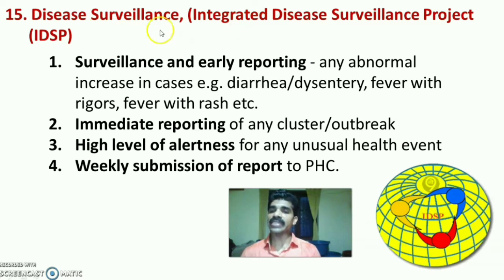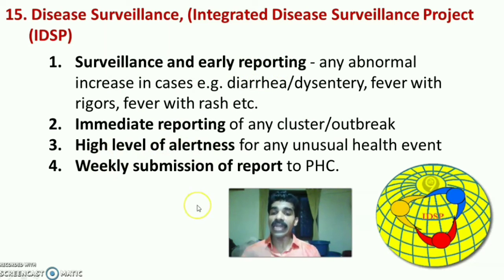Then 15th one is disease surveillance, that is integrated disease surveillance project IDSP. It includes conducting a survey, that is surveillance and early reporting of any abnormal increase in any disease cases such as diarrhea, dysentery, fever cases, fever with rigor, fever with any rashes, etc. Then immediate reporting of any cluster or any outbreak in the area which belongs to that particular sub-center. So any outbreak which occurs in the community is notified or early reported.